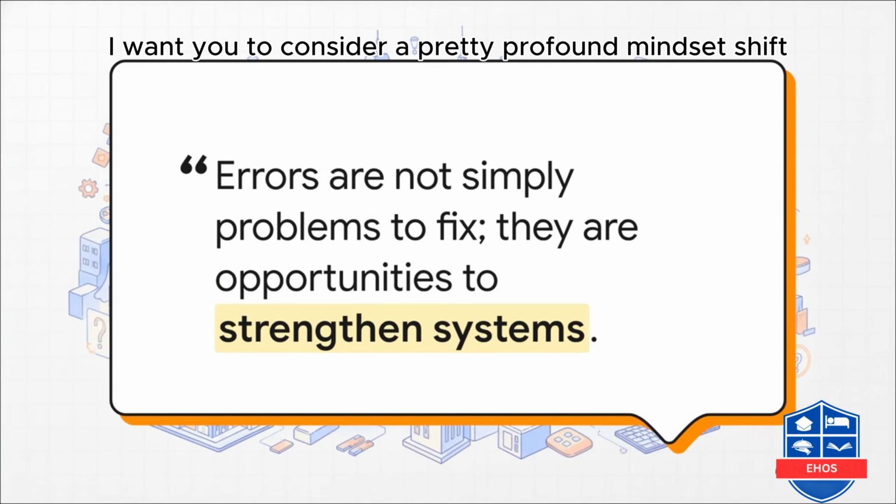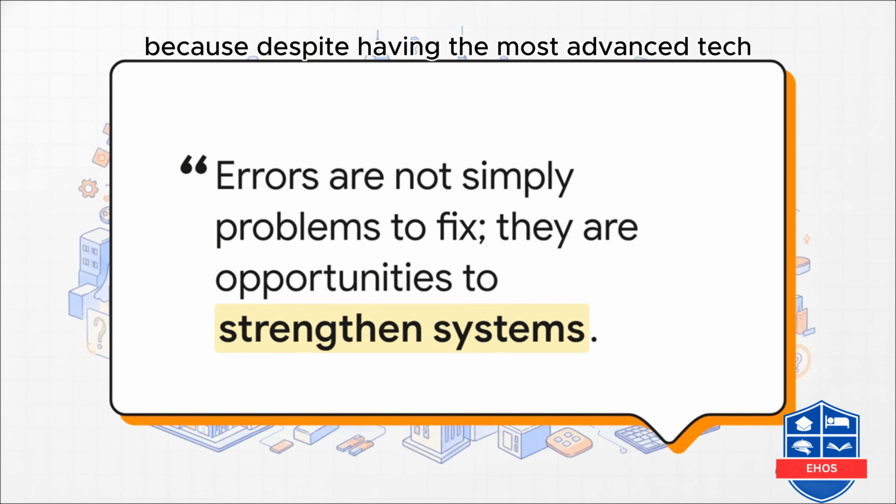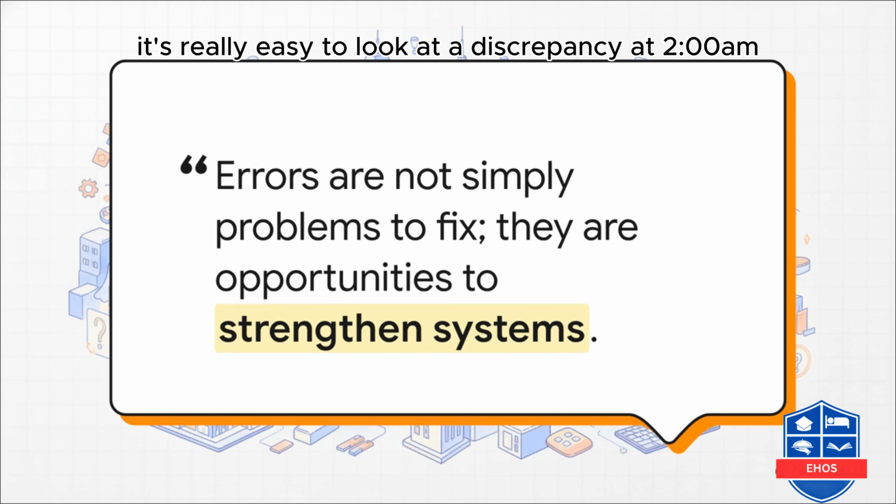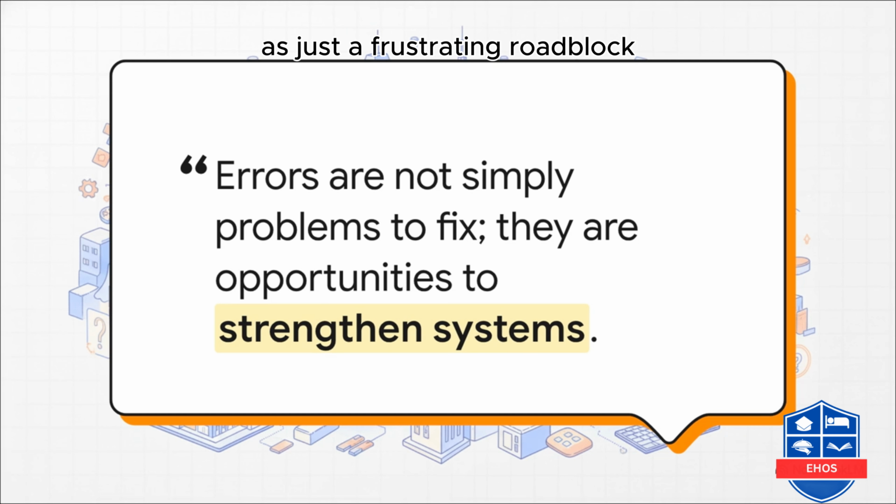Now, I want you to consider a pretty profound mindset shift. Because despite having the most advanced tech and highly structured procedures, night audit errors are still a reality. It's really easy to look at a discrepancy at 2 a.m. as just a frustrating roadblock. But top-tier hospitality professionals recognize that these errors are not simply problems to fix. They are vital opportunities to strengthen systems and processes. They expose the weak links in our daily operations, giving us the exact data we need to fortify our systems.